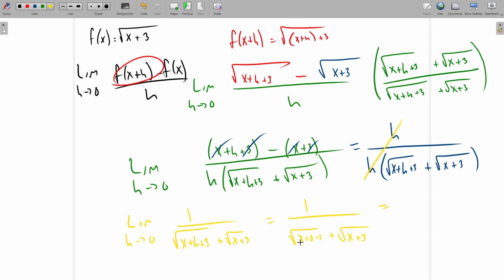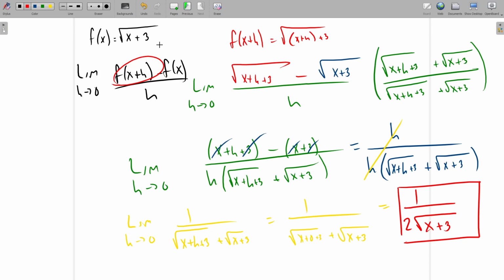Right, so this is going to be the square root of x plus 3 plus the square root of x plus 3, or 2 square root of x plus 3. And this will be the function that we will use to find the slope of the tangent line at any point that we want for the function, the square root of x plus 3, and then we can use that point and that slope that we found to find the actual equation of the tangent line.